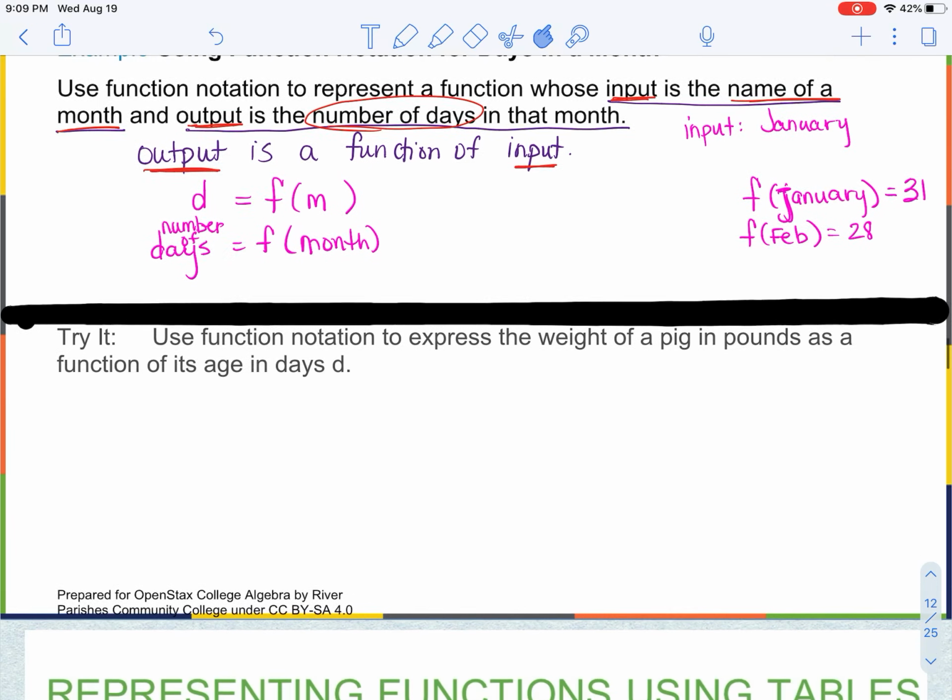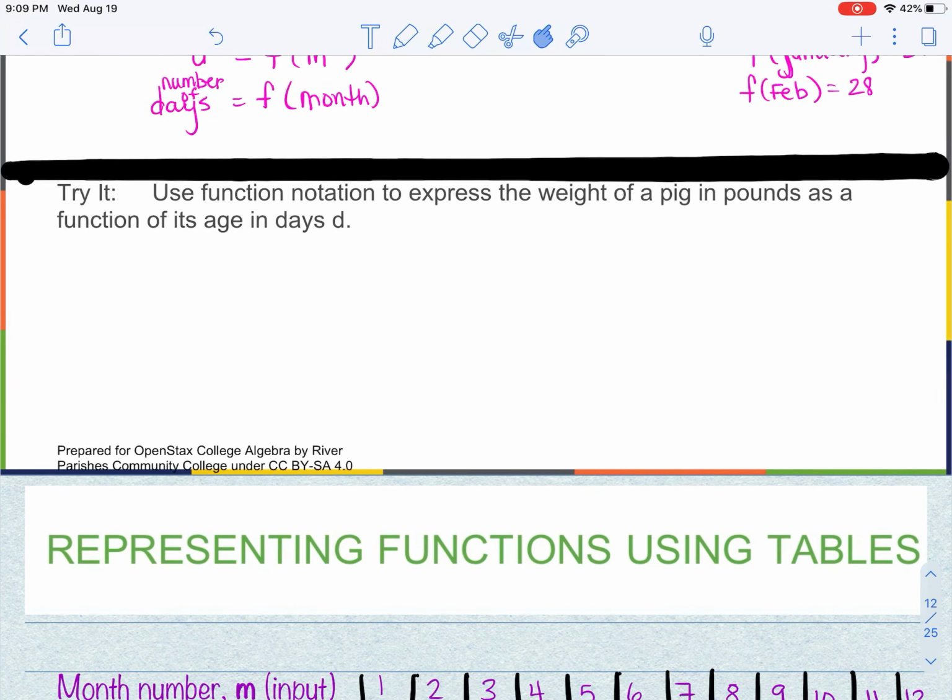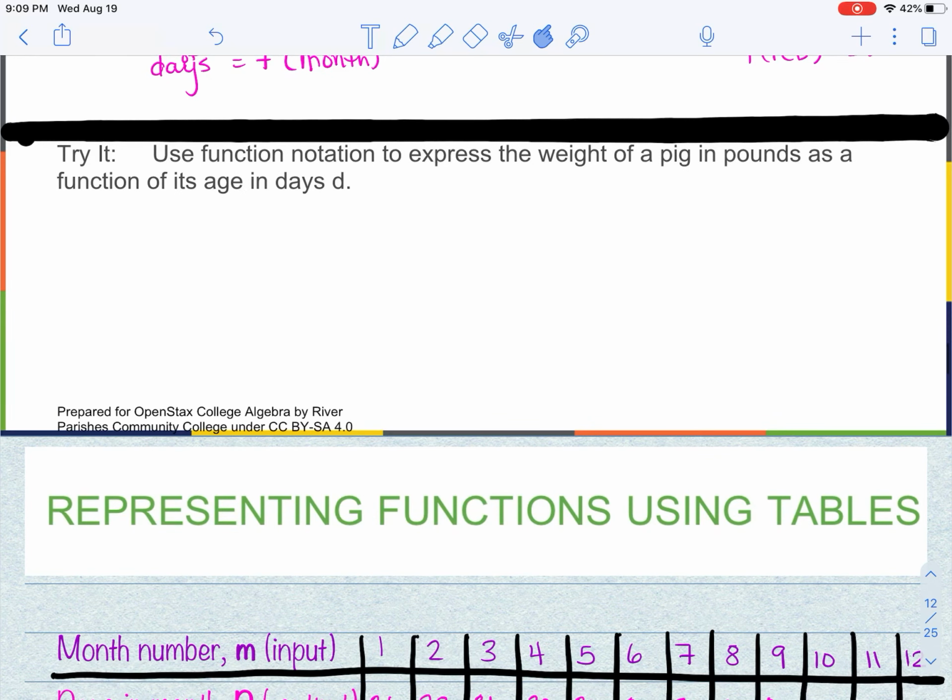All right, so it is your turn again. Use function notation to express the weight of a pig in pounds as a function of its age in days, D. So pause the video, try to write this out in function notation, and then unpause it when you're finished and see how you did. Go ahead and hit pause.